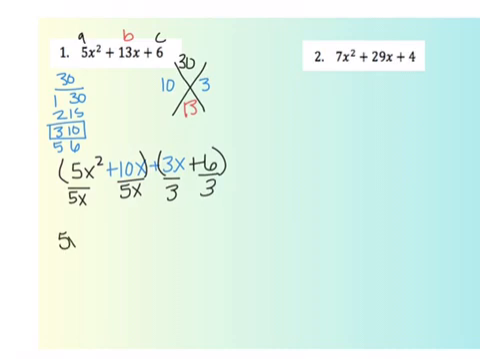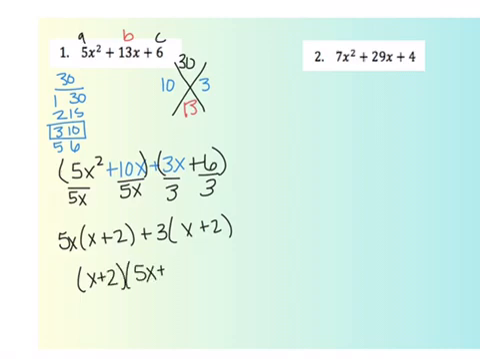So I'm going to have 5x times 5x squared divided by 5x gives me x. And 10x divided by 5x gives me 2. 3x divided by 3 gives me x. 6 divided by 3 gives me 2. So I am left with x plus 2, 5x plus 3. And I did not take a GCF out right away in the beginning, so this would be my final answer. I'm in factored form. I'm good to go.